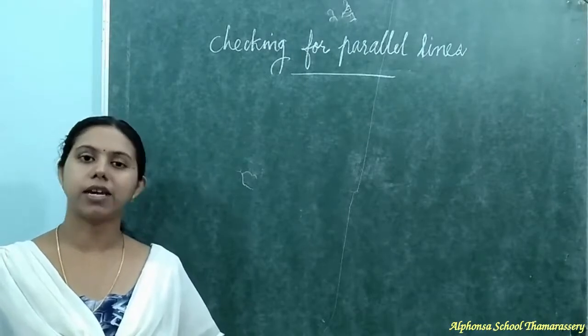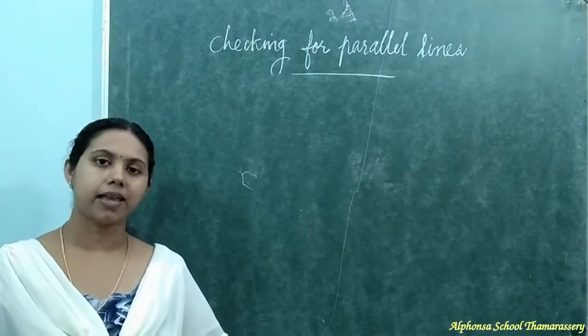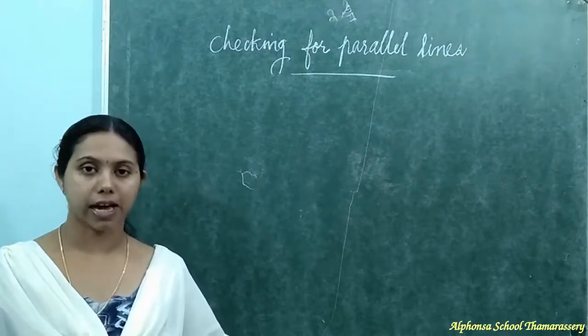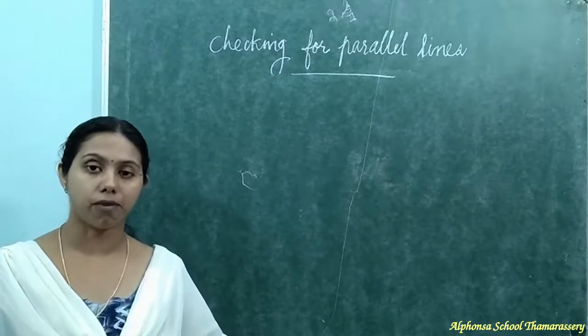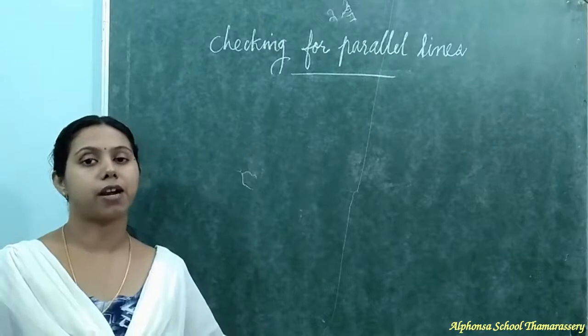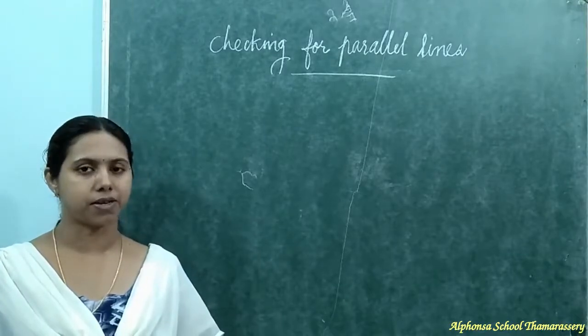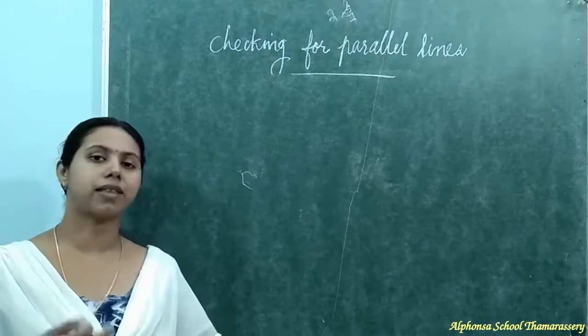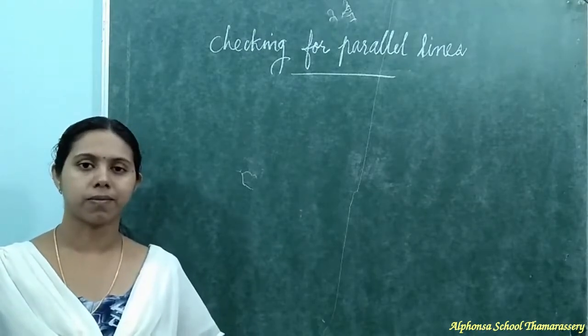We know that if two lines are parallel, then the transversal gives rise to equal pair of corresponding angles, equal pair of alternate interior angles, and the interior angles on the same side of the transversal are supplementary. When two lines are given, is there any method to check whether they are parallel or not?